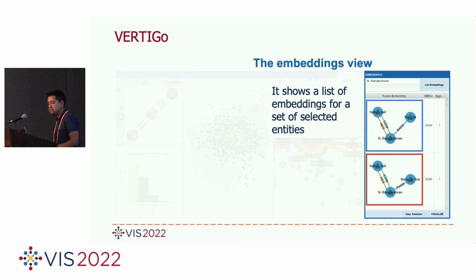Finally, the embedding view shows a list of embeddings for a set of selected nodes. Also, this view details the topological structure of the selected embeddings.